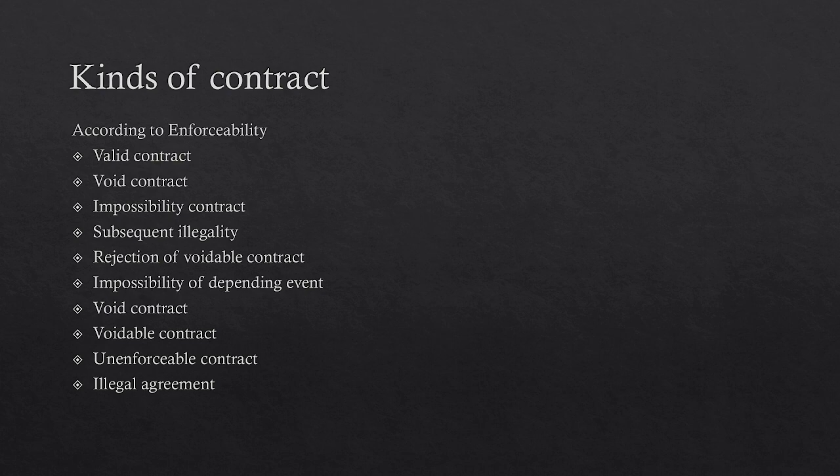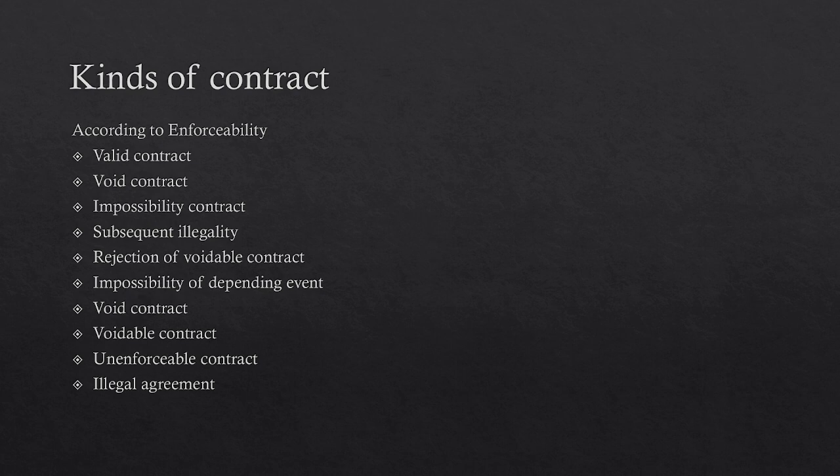Impossibility of performance. A contract becomes void due to impossibility of performance. A contract becomes void when it becomes impossible to be performed by any party due to any reason. Example: C agrees to sell his house to B. After 2 days, the house is burned down the next day. The contract becomes void due to impossibility of performance.